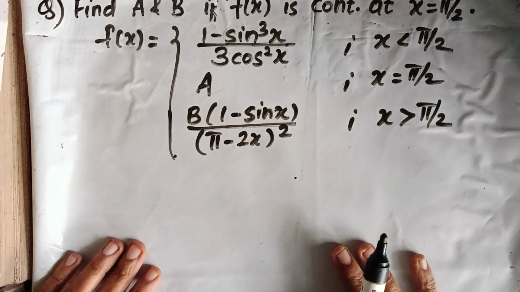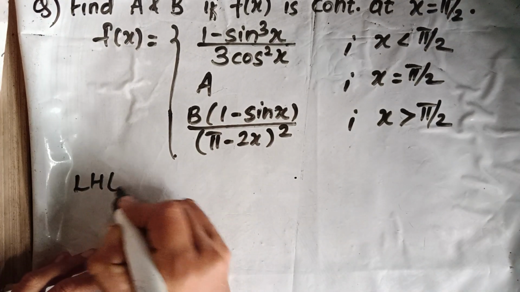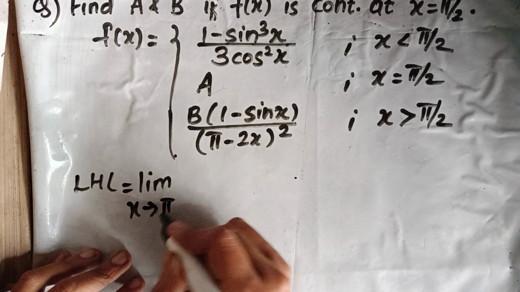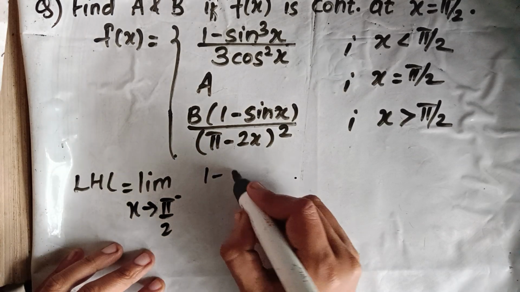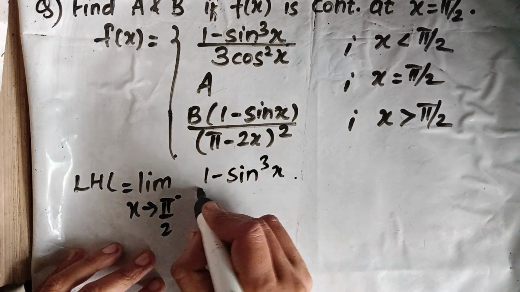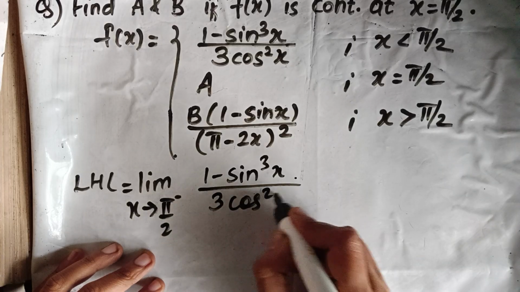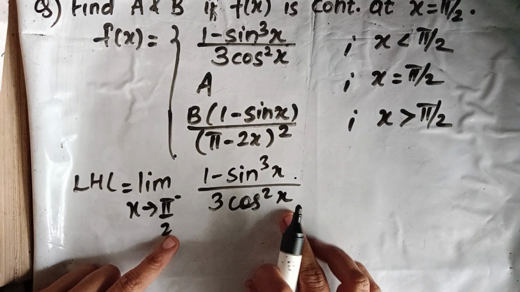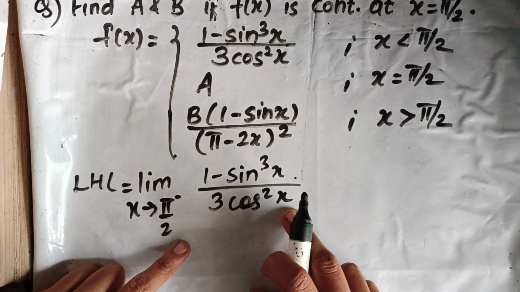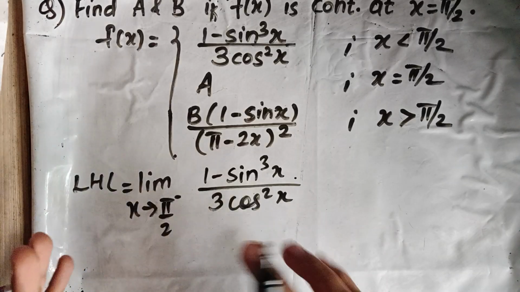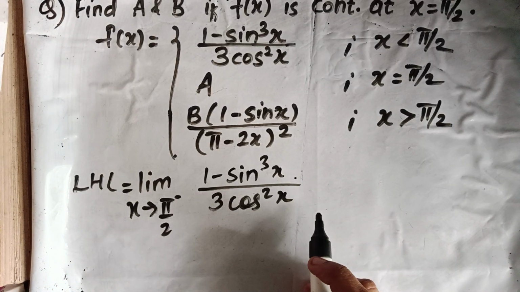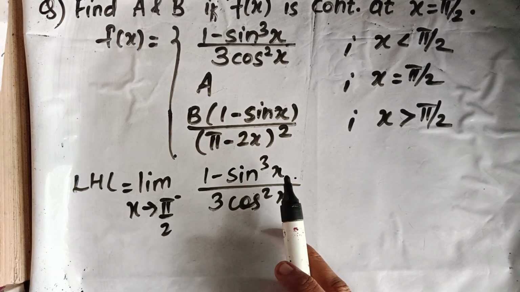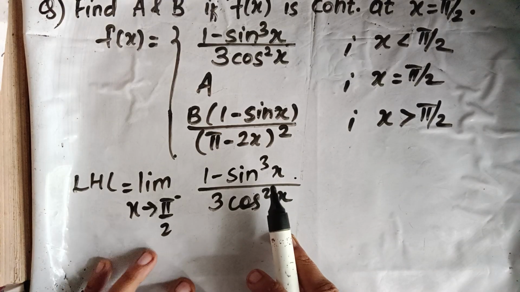Okay, so let's write the left hand limit as limit x tends to pi by 2 minus of (1 minus sine cube x) upon 3 cos square x. So we know that whenever it is not tending to 0, we have to change this, right? But here there is no term like pi by 2 minus x or anything else, right? So here you have to simplify this. That is, you have to use trigonometric identities which you have learned in trigonometry.